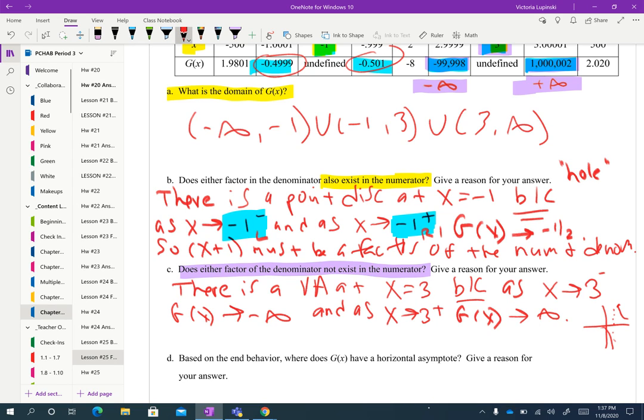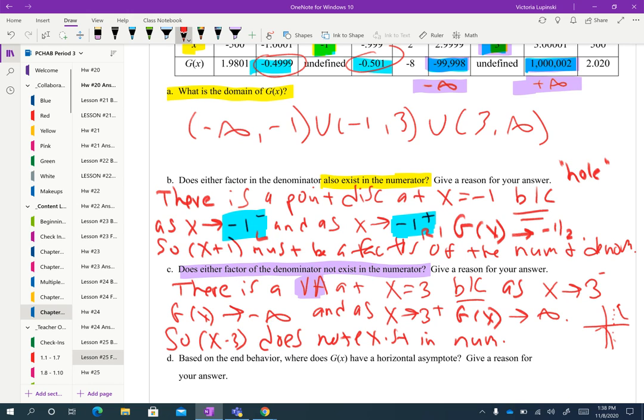On the other side, you're getting smaller and smaller and smaller. The only possible way that those two values can be shooting off in opposite directions is if you have a vertical asymptote there. So again, we know there's a vertical asymptote because they're heading off in both directions. Let me just make sure I wrote that right. So there's a vertical asymptote at x equals 3 because as you approach from the left, you're going to negative infinity. As you approach from the right, you're positive infinity. So x minus 3 does not exist in the numerator.